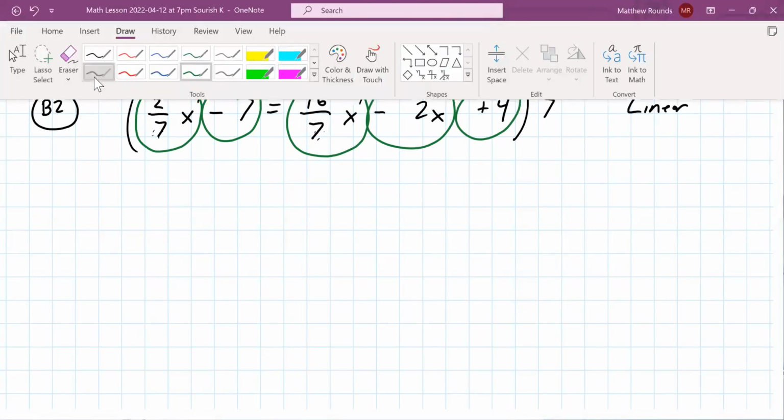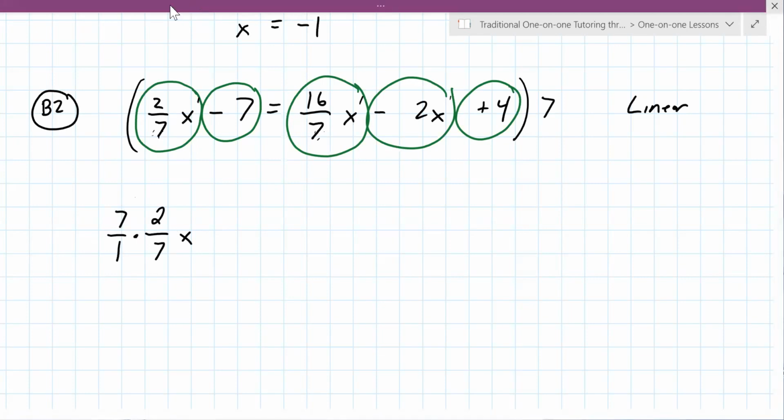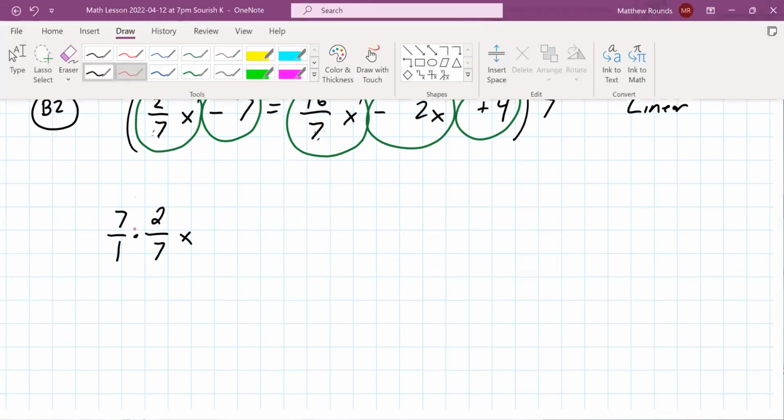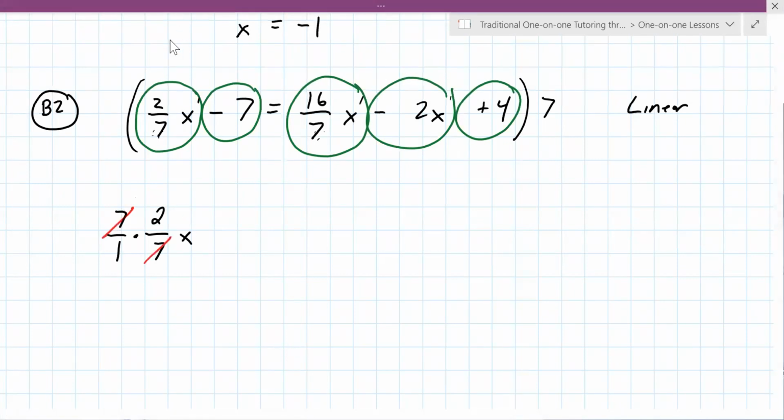Okay, so I'm going to show this step by step. So the first one is 2/7x. You see how I just copied that down, but we're multiplying it by 7. Okay, what does that become? Do you see that the 7s cancel? Now I see the 7s canceled. There's a 7, so you're left with just 2x.